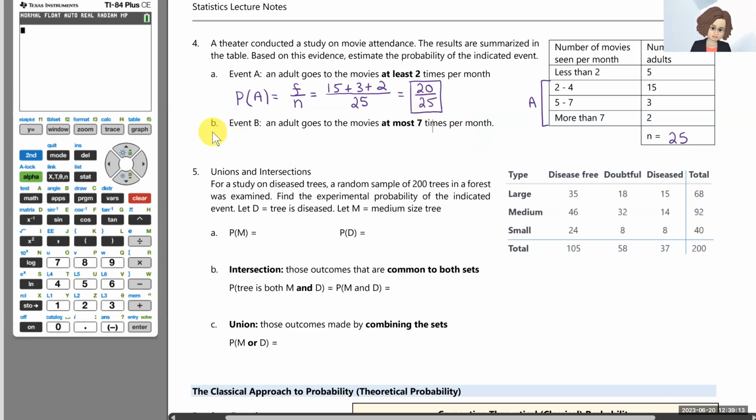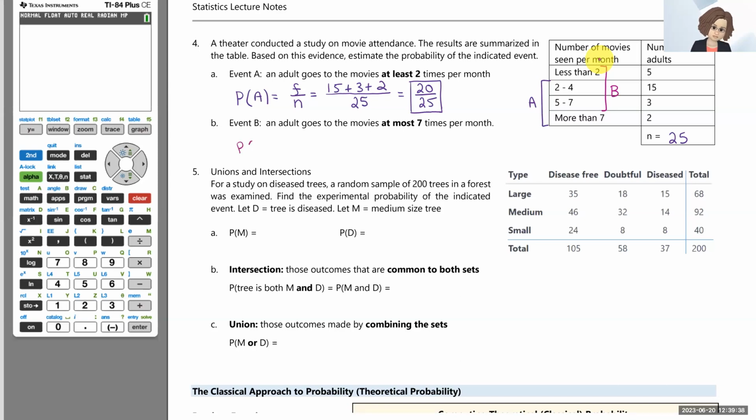All right, B. So probability of event B. So an adult goes to the movies at most 7 times per month. So at most 7 means 7 is the max. So 7 or fewer times per month. And I'm just going to go ahead and bracket those categories. So 7 or fewer, that would be my event B.